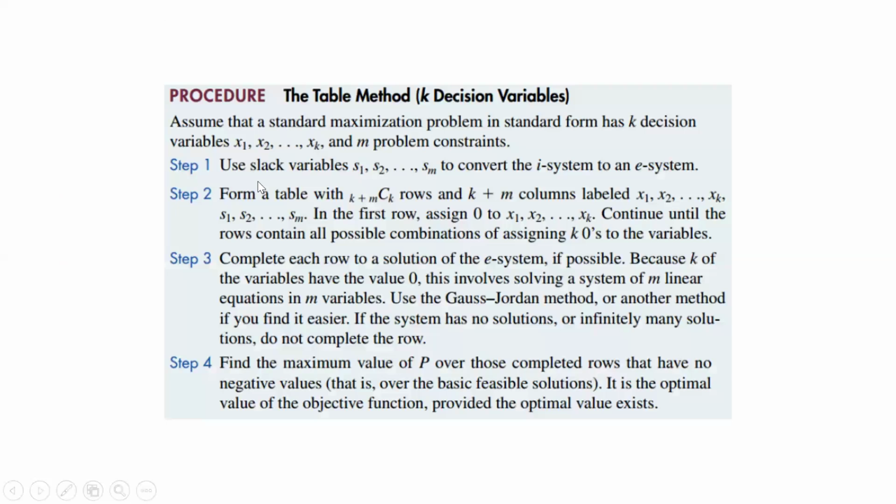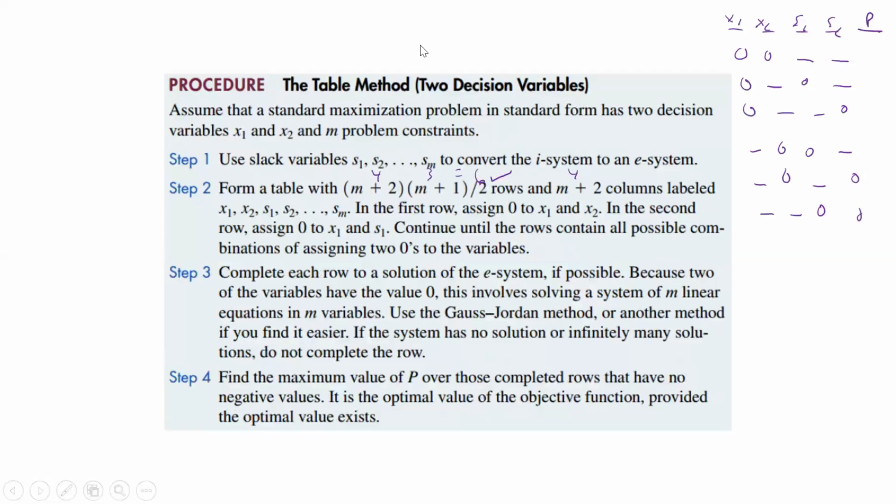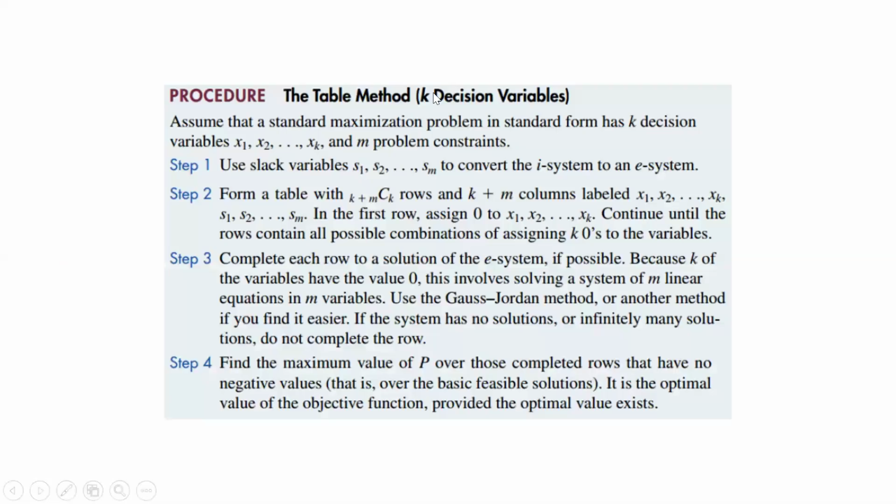All right, now what if we have k decision variables instead of two? Because remember, the last time we had two decision variables. Now we can have k decision variables. Now, assume that a standard maximization problem in standard form has k decision variables, so x1 through xk, and m problem constraints. Now, we can use slack variables s1 through sm to convert the inequality system to an equation system.